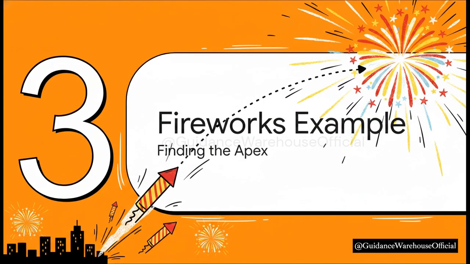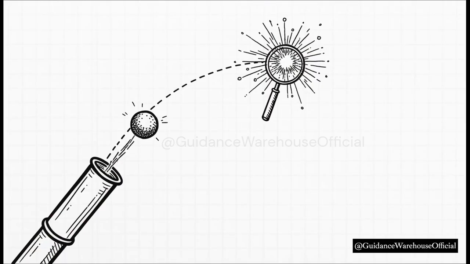All right, let's see this in action. Section 3, a real-world example using the fireworks apex. Let's make this whole concept a lot easier to grasp with a real-life example. Imagine you're watching a massive fireworks display. A fireworks shell is shot into the air with an initial speed of 70 meters per second, launched at a steep angle of 75 degrees above the horizontal. Now, the pyrotechnicians have carefully timed the fuse to explode exactly at the highest point in its flight, which we call the apex.